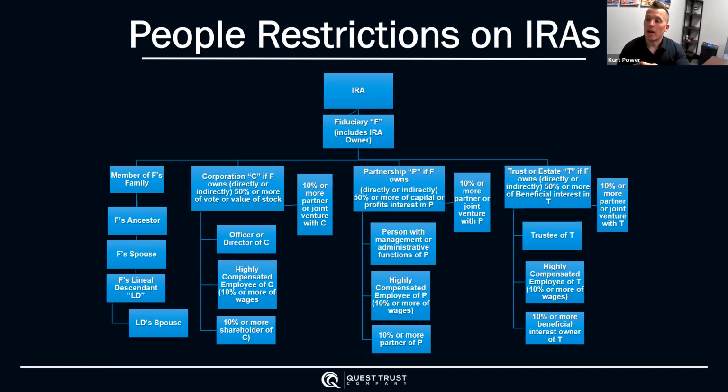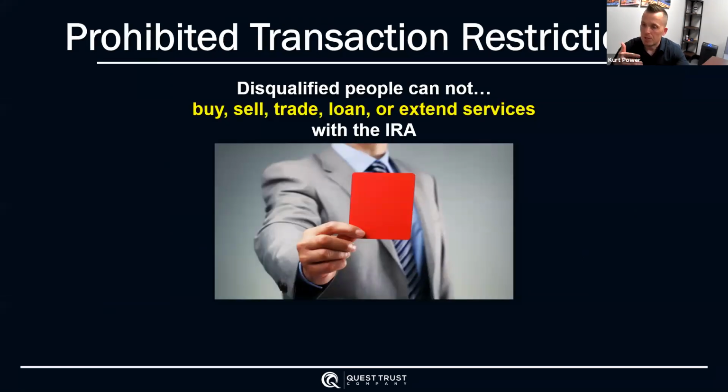Here's a very easy way to know who the disqualified persons are. These people are you, your spouse, lineal ascendants, lineal descendants, their spouses, companies that they own, control, manage, or are highly compensated by. So once again, who's disqualified? You, your spouse, your lineal ascendants, lineal descendants, parents, grandparents, children, grandchildren, their spouses, and any companies any of those people own, control, manage, or are highly compensated by.